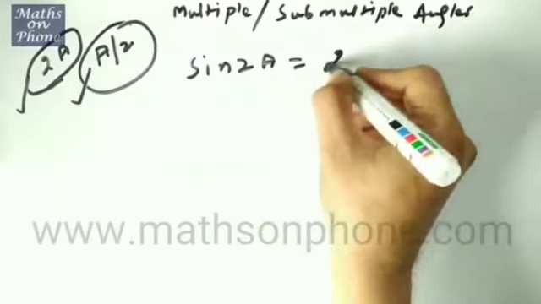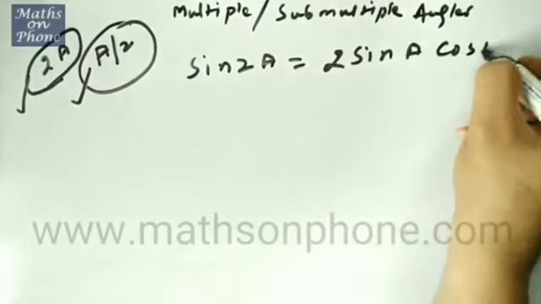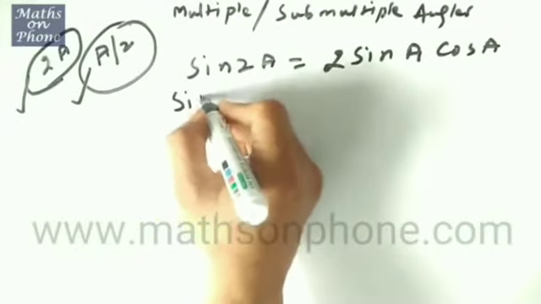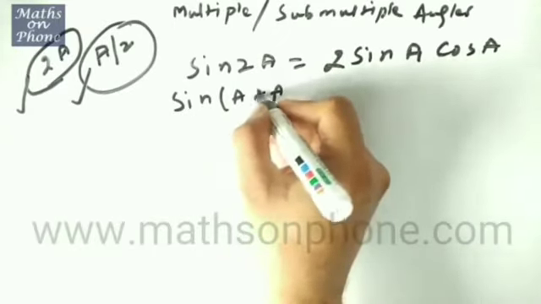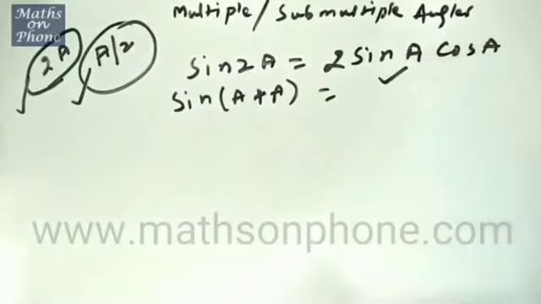Sine 2A is 2 sine A into cos A. You can easily derive this. How? You know this. You can just write sine 2A as A plus A. Then you can apply the compound angle A plus B formula. You will get the same thing.